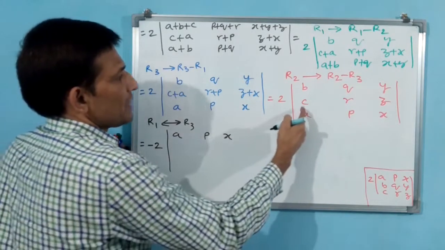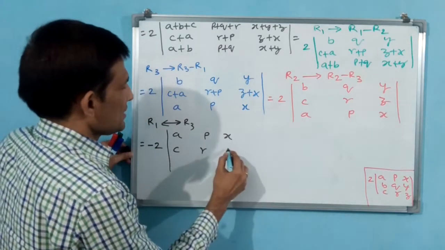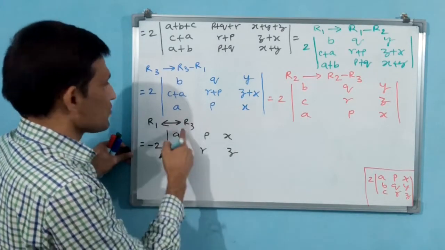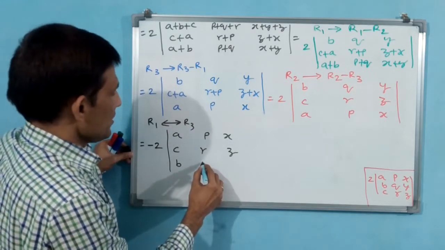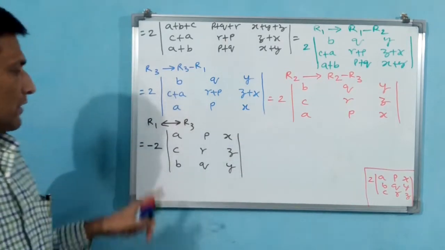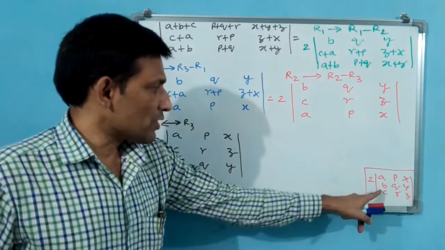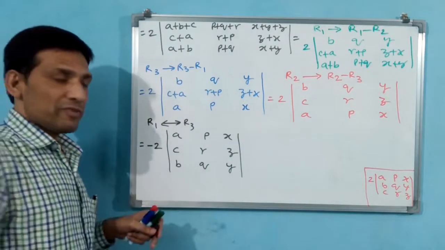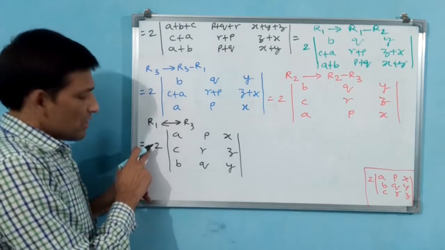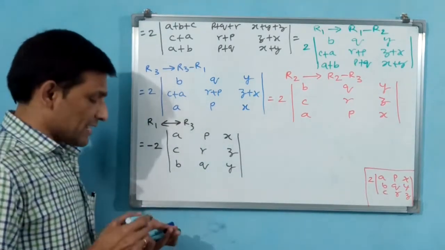APX. Okay. And CRZ in the second row only, CRZ. But this will come in the third. Why? Because 1 and 3 only we are changing. B, Q, Y. Is it okay? Okay, now you see APX is there. But CRZ should come in the second place. If it wants to come there, you have to interchange again. While interchanging, you have to take minus outside. Minus already is there. Minus minus is plus. Plus 2 will come. Then you are going to get this answer.